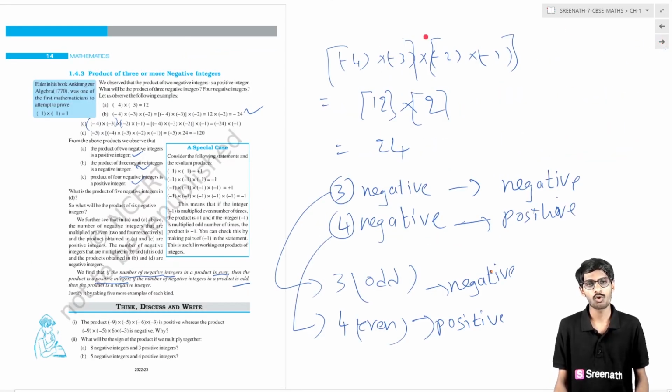When we multiply three or more negative integers, what is the result? If the number of negative integers in the product is even, then the result is positive. If the number of negative integers in the product is odd, then the result is a negative integer.